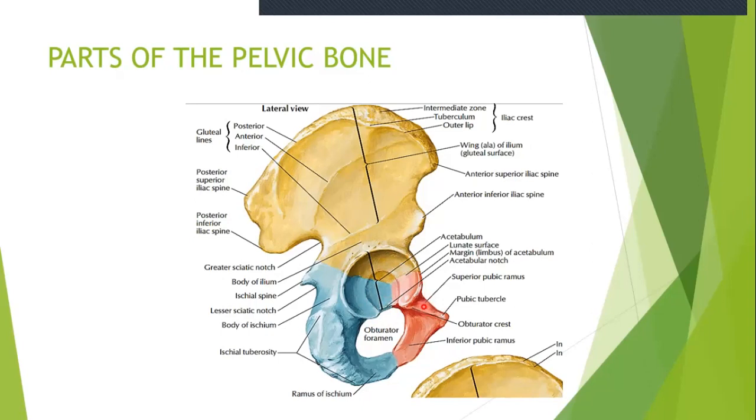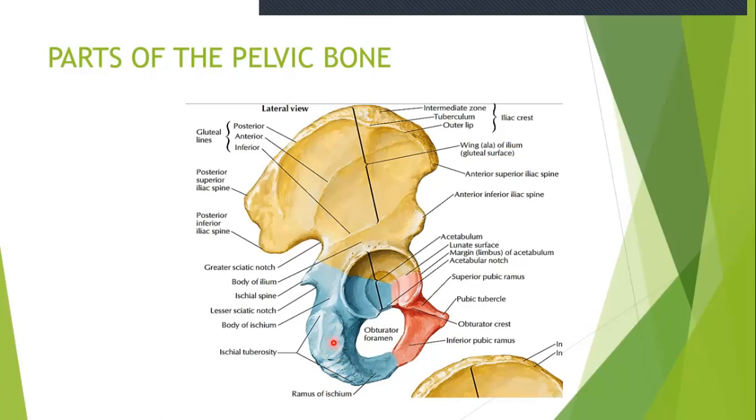This in red is the pubic bone. You can see it has a superior and an inferior ramus. This is the superior pubic ramus and the inferior pubic ramus, where they meet at the pubic tubercle there. Then this is the ischial tuberosity.